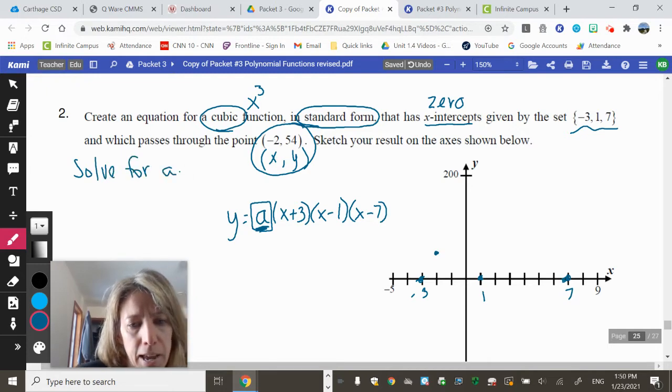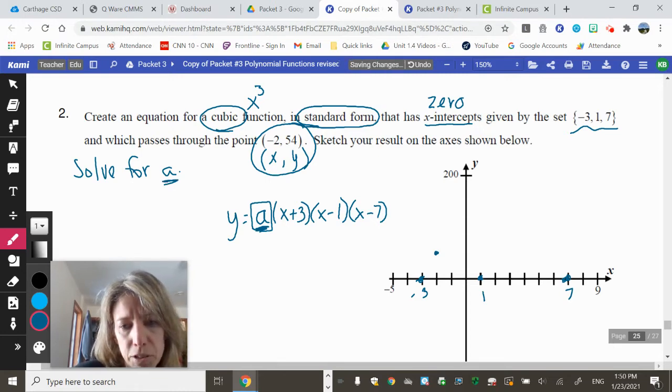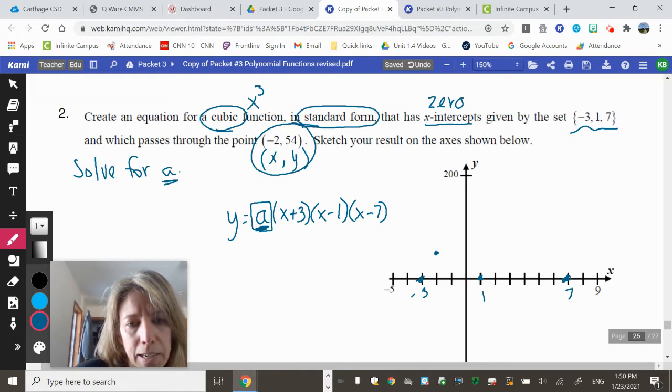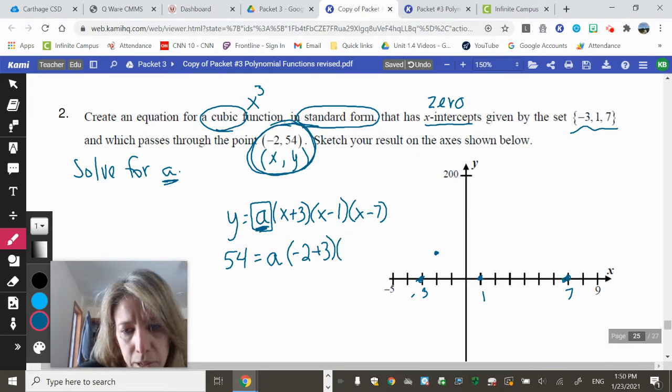And in order to solve for a, that means a can be our only variable. So I have this general factored form with a missing. And I know this point, -2, 54, has to work in this equation. So I'm going to substitute 54 in for y. We're solving for a. And I'm going to substitute -2 in for x for all three of my x's. So when the input x is -2, the output should be 54.